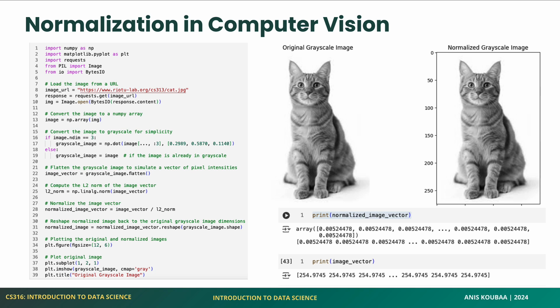When you say the vectors for the picture, is it each row of pixels? Yes, the array is row by row, and each row has each pixel as an element of the array. And now this is printing the image vector, and this is the normalized image vector, with values between 0 and 1.